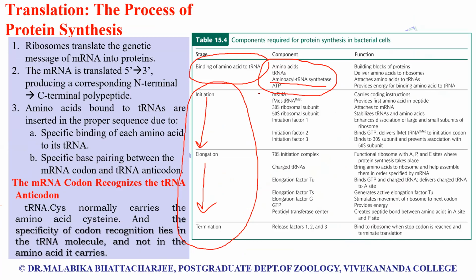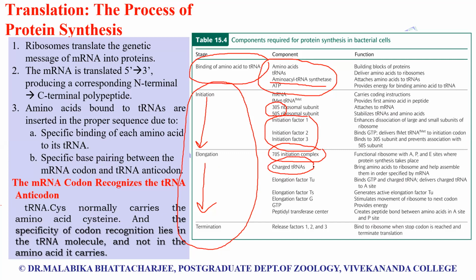When we move into the initiation phase of translation, we require the mRNA, we require the initiator tRNA, we require the 30S and the 50S, so these are the ribosome subunits. And then we require certain proteins which behave as initiation factors. When we move on to the elongation phase of translation, we again require the ribosome, which is now known as the 70S initiation complex, and we again require charged tRNAs. What are charged tRNAs? That is tRNAs carrying an amino acid at their 3' end.